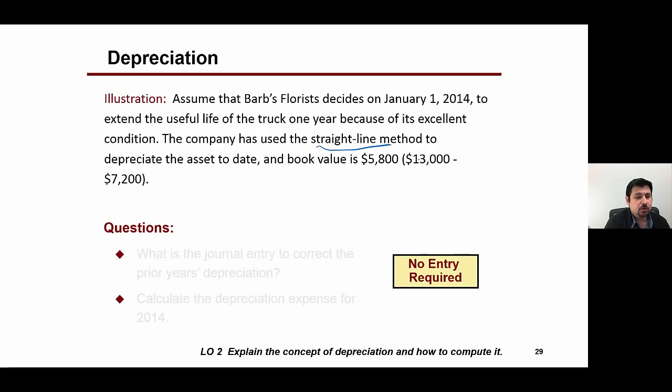So there is no journal entry needed to adjust for that. The only thing that is changed will be the amount that is reported as that is debited to depreciation expense at the end of 2014.